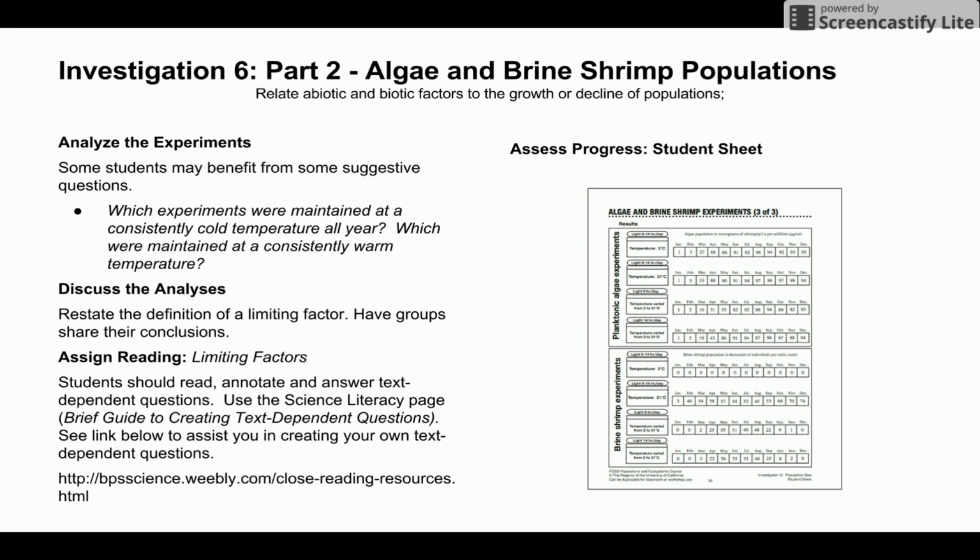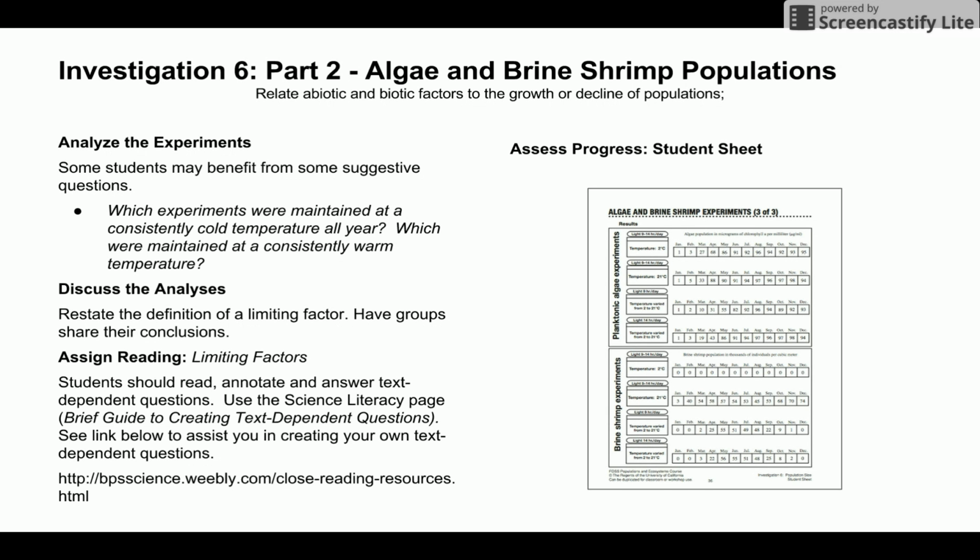Analyze the experiments. Some students may benefit from some suggestive questions. Guide the discussion using the questions that are listed in the teacher's guide. Discuss the analyses, restate the definition of limiting factor, have groups share their conclusions.